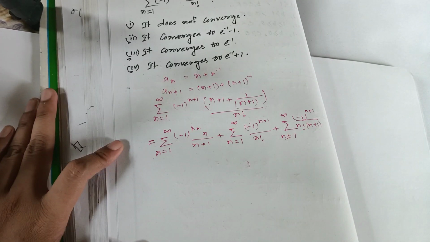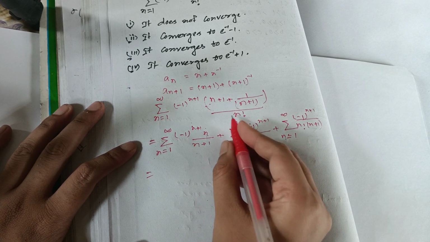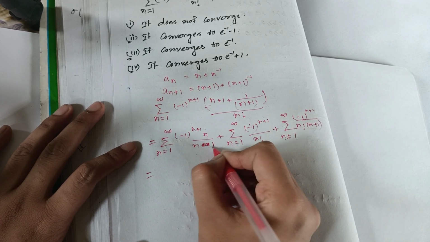Is it clear to everyone? Now, this is a small mistake, this is n factorial.